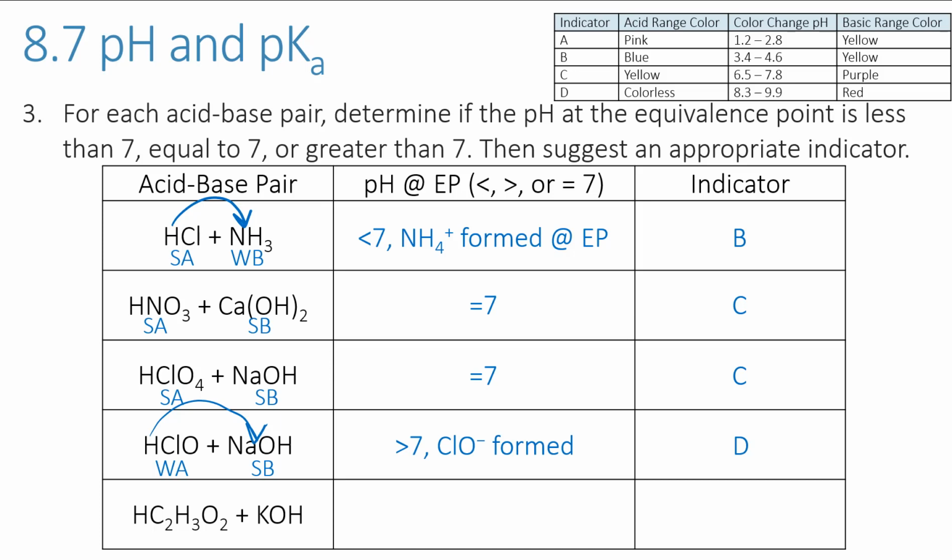And then my last one, I have acetic acid, which is a weak acid, and KOH, which is a strong base. So I'm going to form acetate at the equivalence point, which is a weak base. So my pH is going to be greater than 7. That means we're going to want to choose an indicator that will change color at a pH greater than 7. So that's probably going to be choice D.